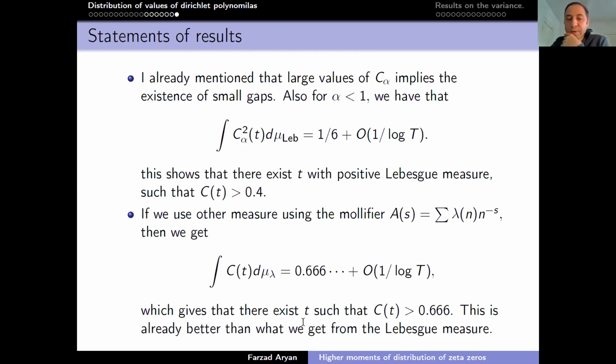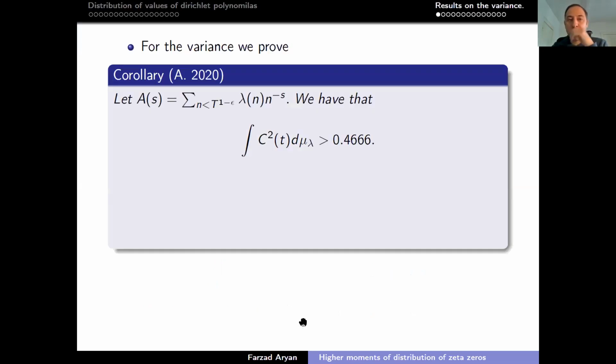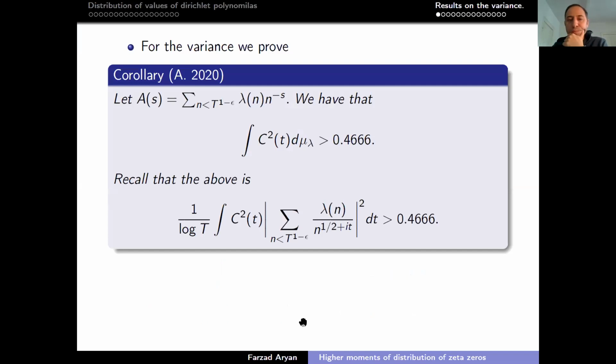What about the variance? What can we get for the variance? An important point is that this is already better than what we can get from the Lebesgue measure. This is a corollary of a theorem I proved: for the variance, C to the power 2, with respect to this measure, coming from the lambda of n, the variance is bigger than 0.4666. And this integral above, let me remind you, just means this guy. D mu lambda is this guy.